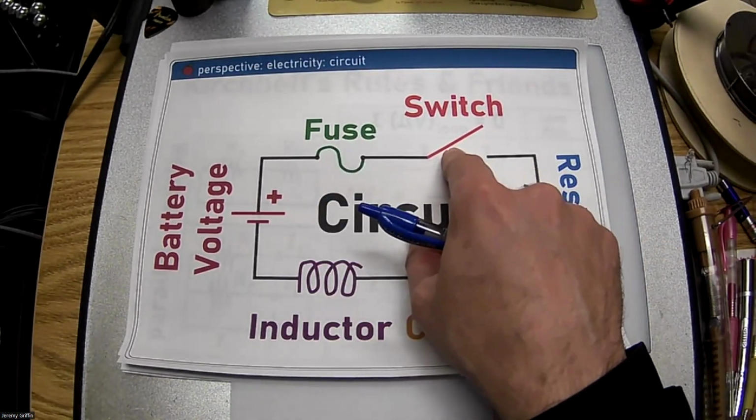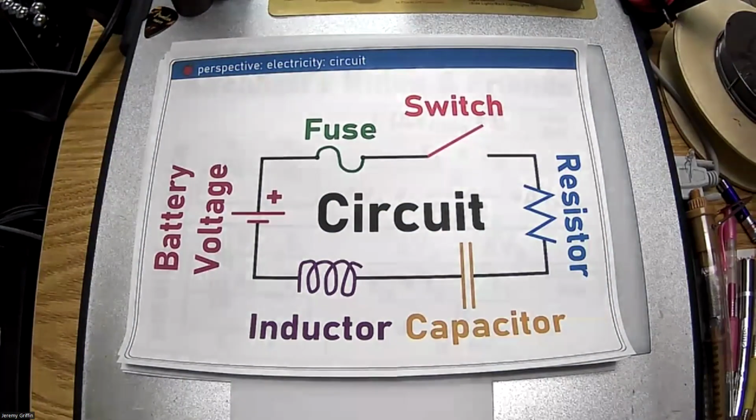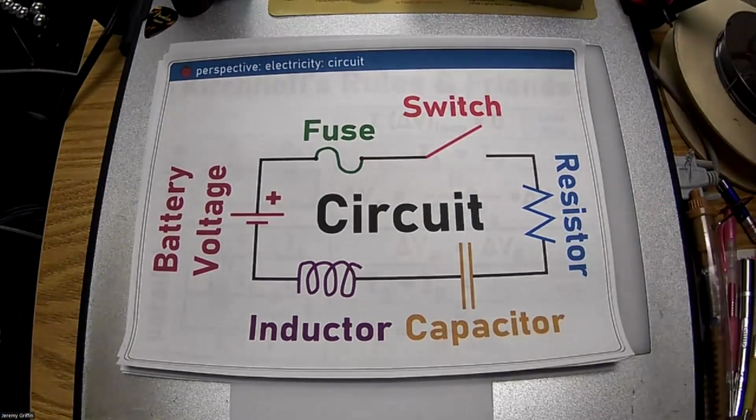Oh, look, a switch. So you guys see how that switch is open? That's like if the lights are off. That's an open switch where the current cannot flow in the wire. If I turn the light on, bam, that's like closing the switch. Right now, there's a path for the current to flow.